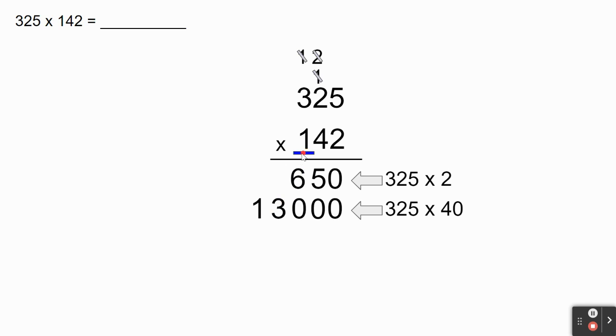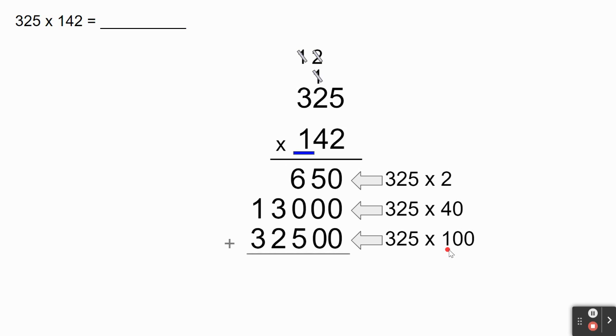Now we're going to multiply 325 times 100. Since the 1 is in the hundreds place, we're going to place a 0 in the ones and the tens place, so our answer will start in the hundreds place. First, we'll multiply 1 times 5, which is 5. Then we'll multiply 1 times 2, which is 2, and 1 times 3, which is 3. So this answer, 32,500, is from multiplying 325 times 100.